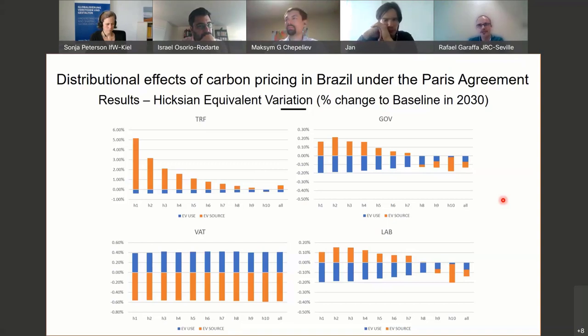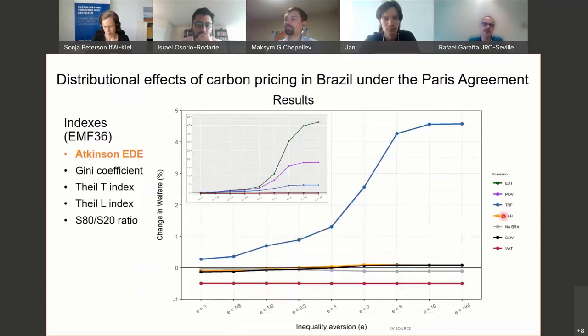in terms of small gains in a few households in these scenarios, especially for the middle income households in the labor scenario. This can be seen more clearly in this figure, where we use the Atkinson equally distributed equivalent index.